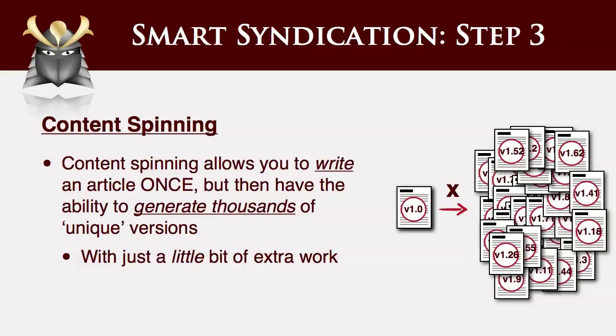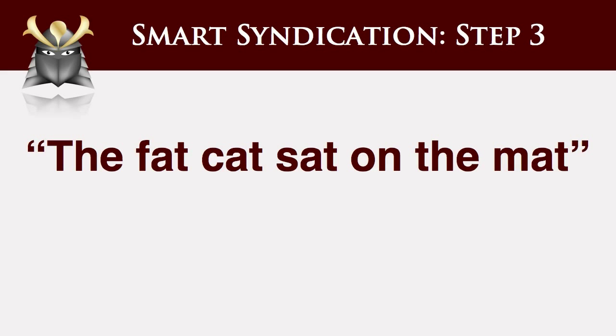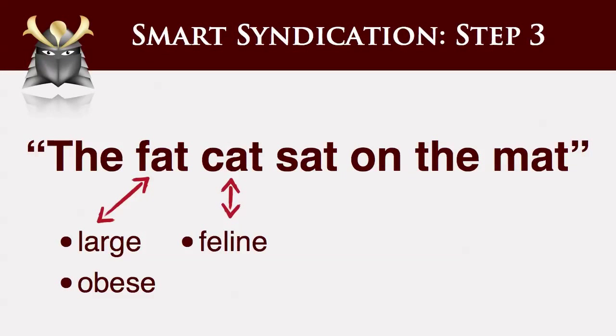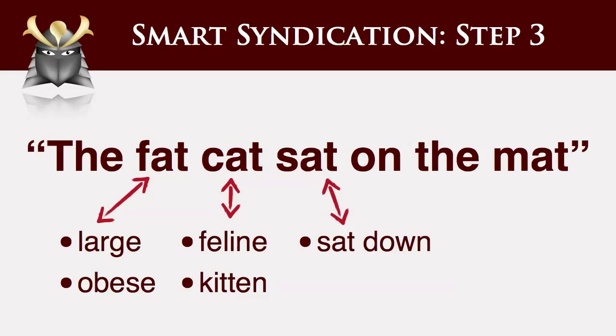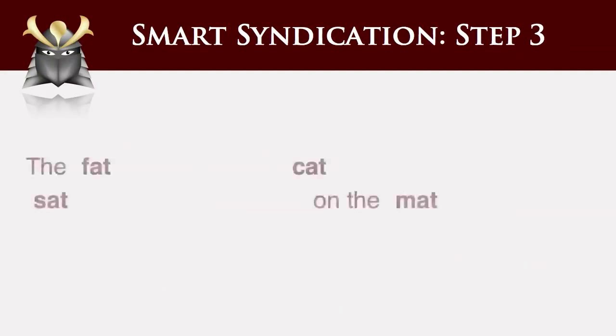Here's how it works. Imagine you have the sentence, "The fat cat sat on the mat." Now let's say that you find synonyms for each of the main words in the sentence. Instead of the word fat, you could use the words large or obese. Instead of the word cat, you could also write feline or kitten. Instead of the word sat, you could substitute the words sat down or lay down. Instead of the word mat, you could substitute the words rug or carpet. What you get when you do this is the following.